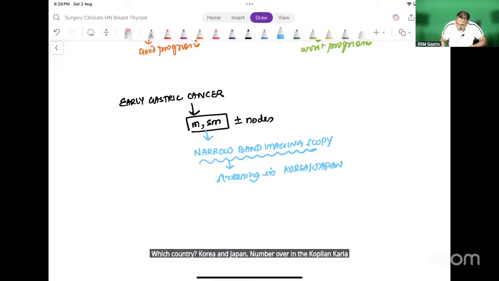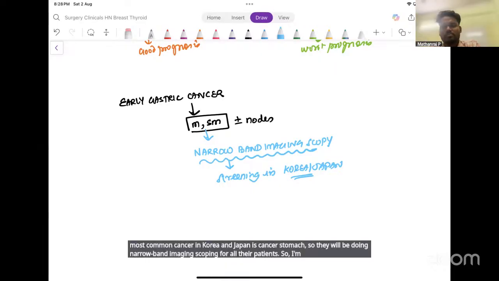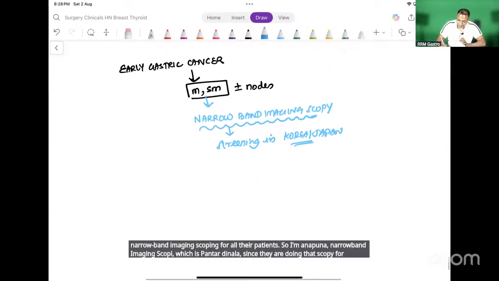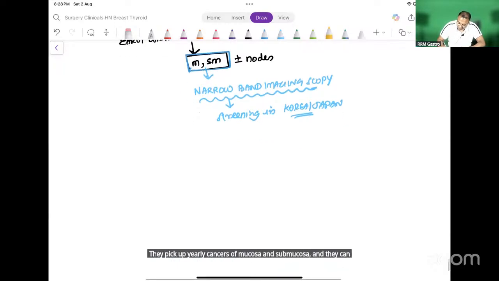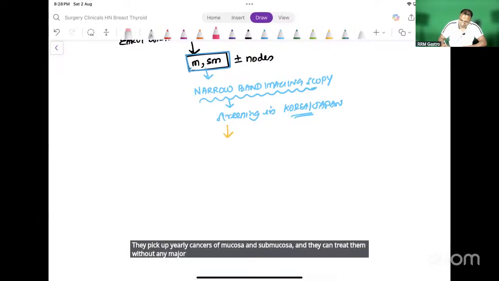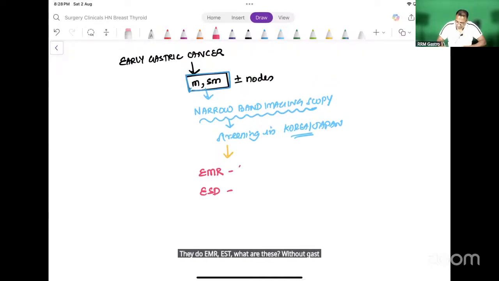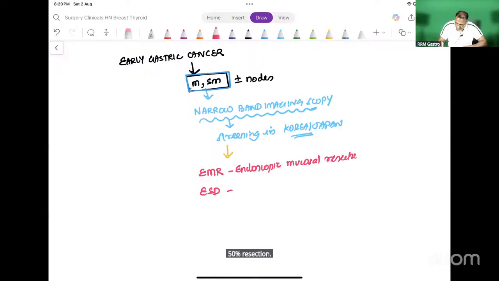So in Korea and Japan, the most common cancer is cancer stomach. So they will be doing narrow band imaging scopy for all their patients. Since they are doing that scopy for their patients, they pick up early cancers of mucosa and submucosa and they can treat them without any major surgery. What surgery will they do for this? They do EMR, ESD. What are these? Without gastrectomy, they can cure it by endoscopic mucosal resection. And what is ESD?